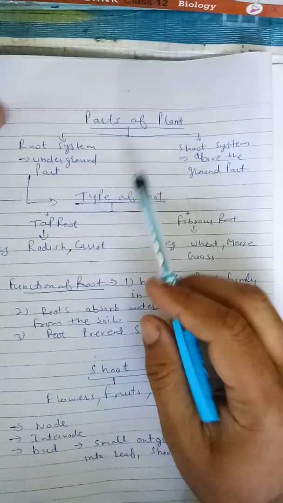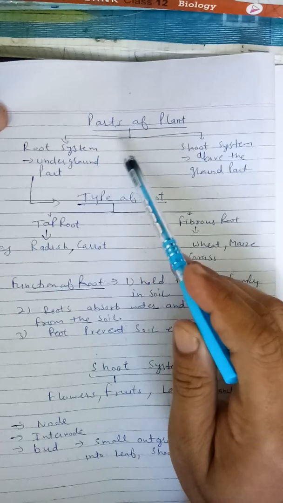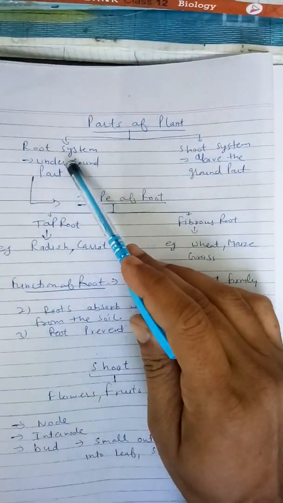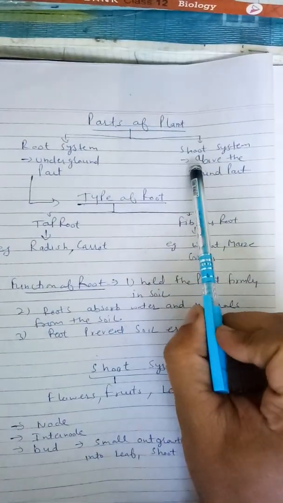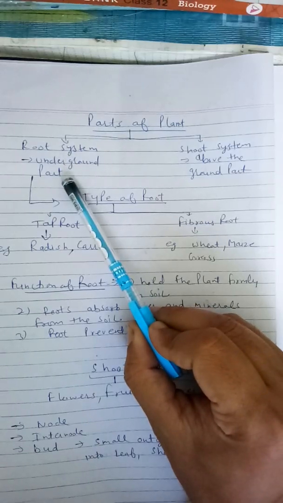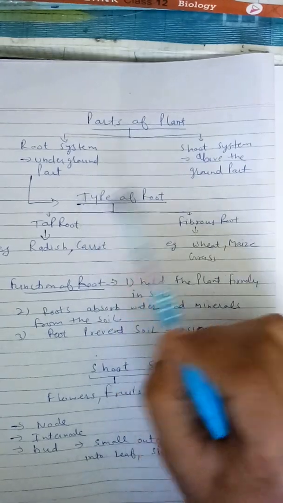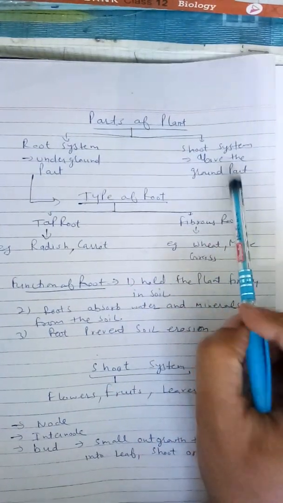Yes, beta. In the next topic, we will discuss the parts of plants. Generally, there are two types of systems which constitute the parts of a plant. One is the root system. Second is the shoot system. What is the difference between root system and shoot system? Root system is generally the underground part of a plant, in the form of roots, and shoot system is the above-ground part of the plant.